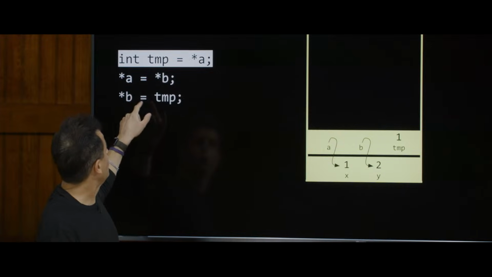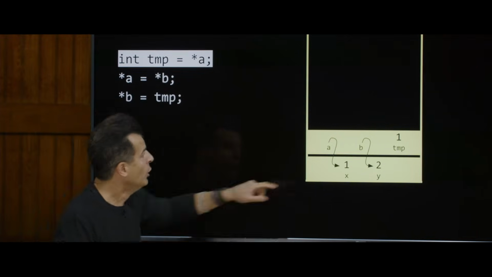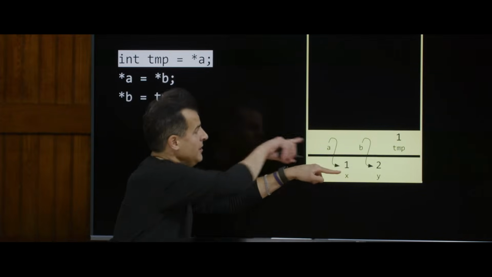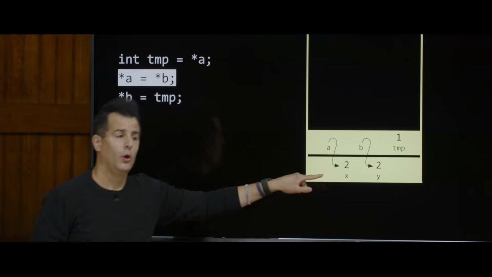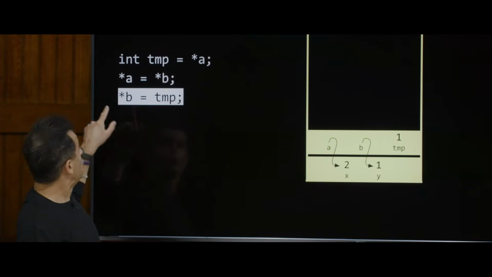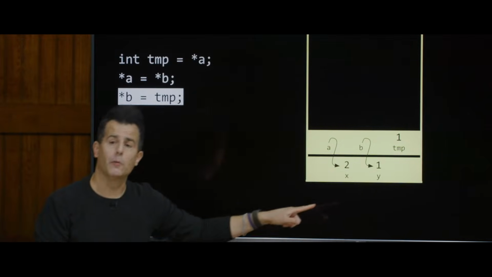Meanwhile, this next line of code says go to a's address, go to b's address, and copy the latter to the former. So this means go to a. This means go to b, where you find the 2. So put the 2 where a is pointing. Lastly, go to b and put temp there. So that's easy. Go to b and put temp, which is why we now have the 1.